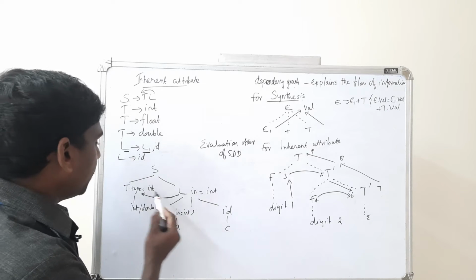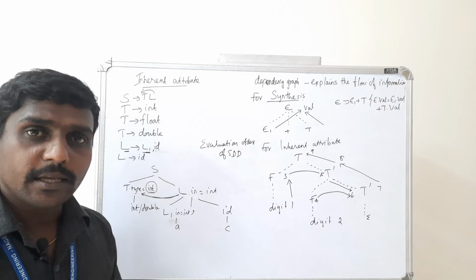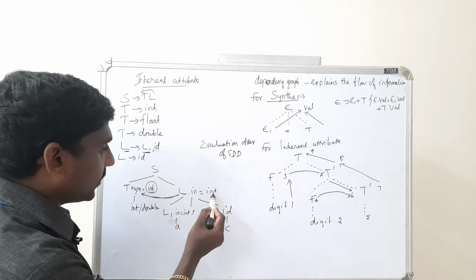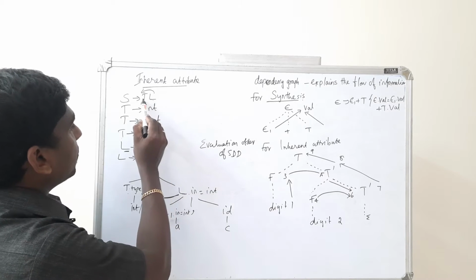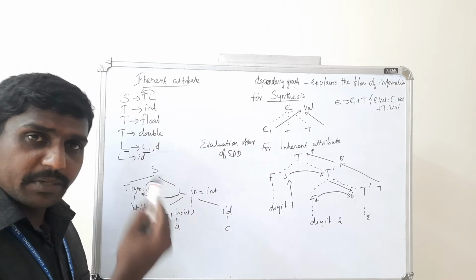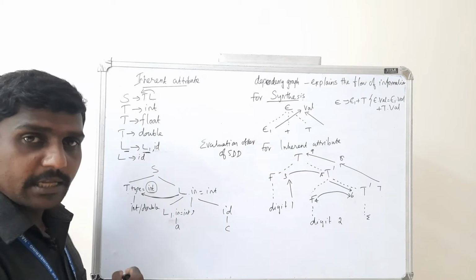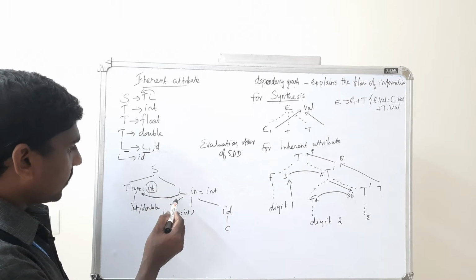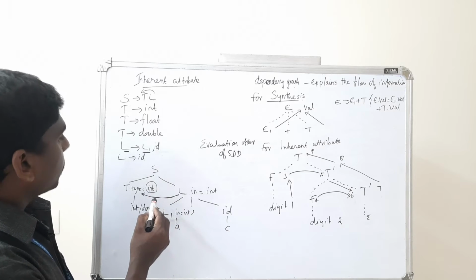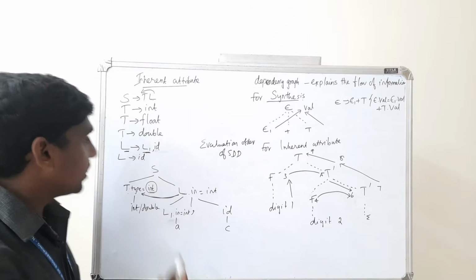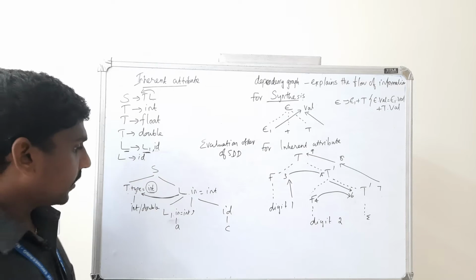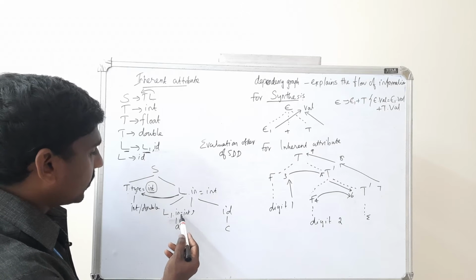This L takes the value from its siblings. So L dot in equals integer. What is L dot in? That is integer from the type T. So this L takes from the type T, so it depends on its siblings. Clear? Okay. See what this int is: type is integer, double or float.